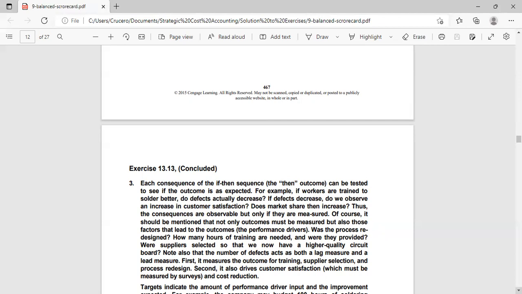So we have now, if they are measured, of course, it should be mentioned that not only outcomes must be measured, but also those factors that lead to the outcomes, the performance drivers. Was the process redesigned? How many hours of training are needed? And were they provided? Were suppliers selected so that we now have a higher quality circuit board? Note also that the number of defects acts as both a lag measure and a lead measure.